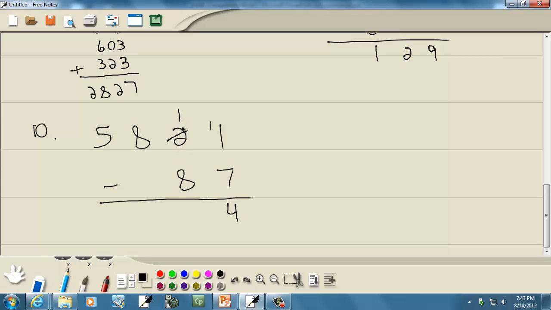Then I come over here. I can't subtract 8 from 1, so I need to go borrow again. So I come over here, reduce this by 1, and then I put a 1 before this. So this is 11 again. 11 minus 8 gives us 3. And these two just carry down because there's nothing below them to subtract. And that would be your answer.